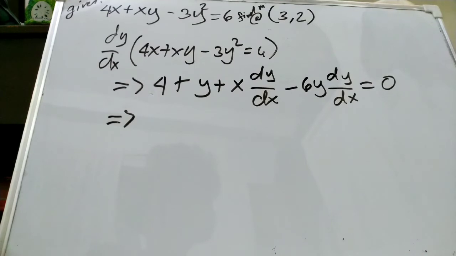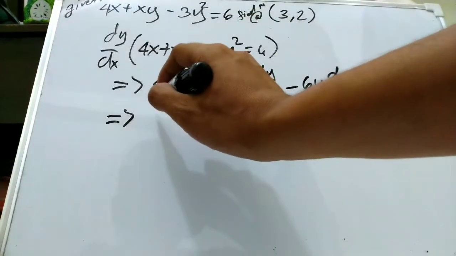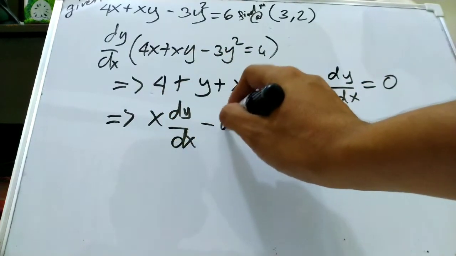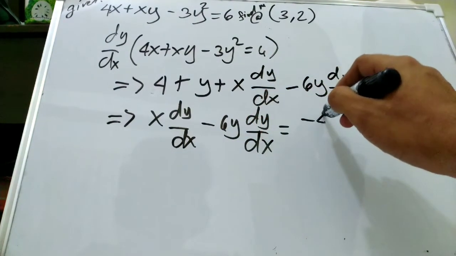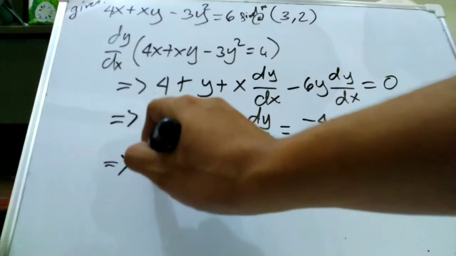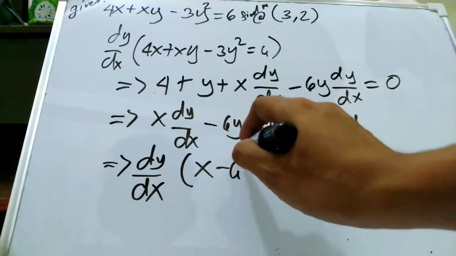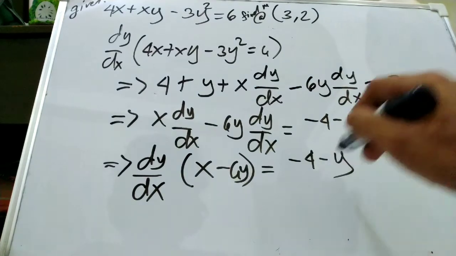Okay, so here, we're going to isolate the terms with dy dx and the terms without. So, you'll get x dy dx minus 6y dy dx equals negative 4 minus y. Factor out dy dx. That is x minus 6y, equals negative 4 minus y.